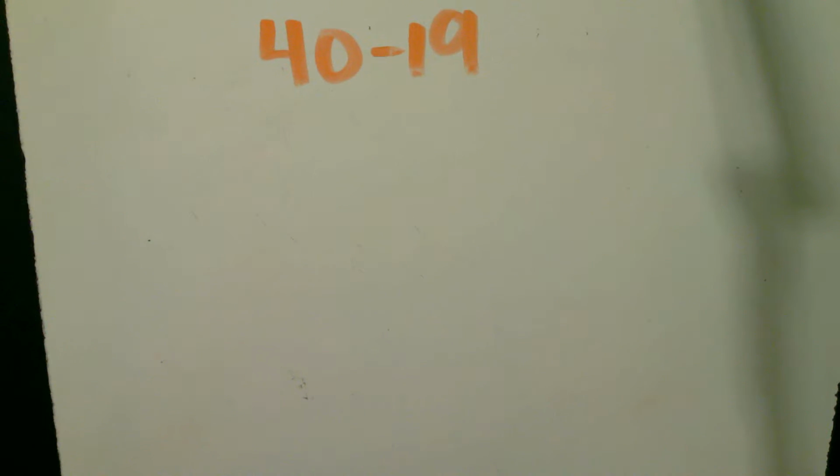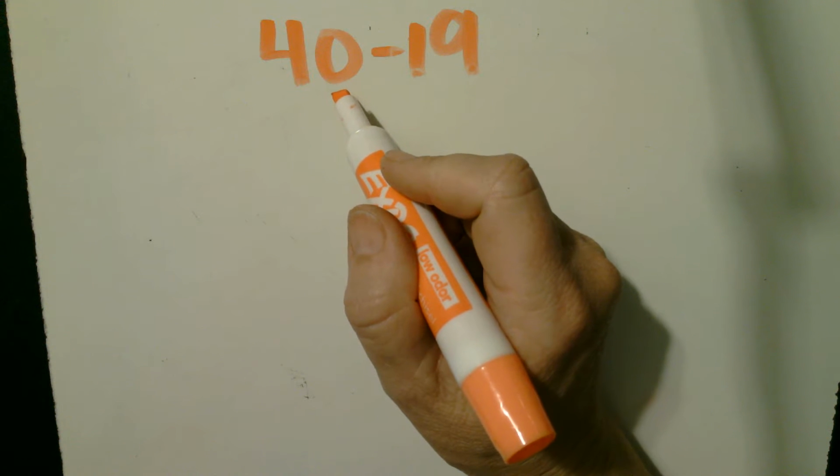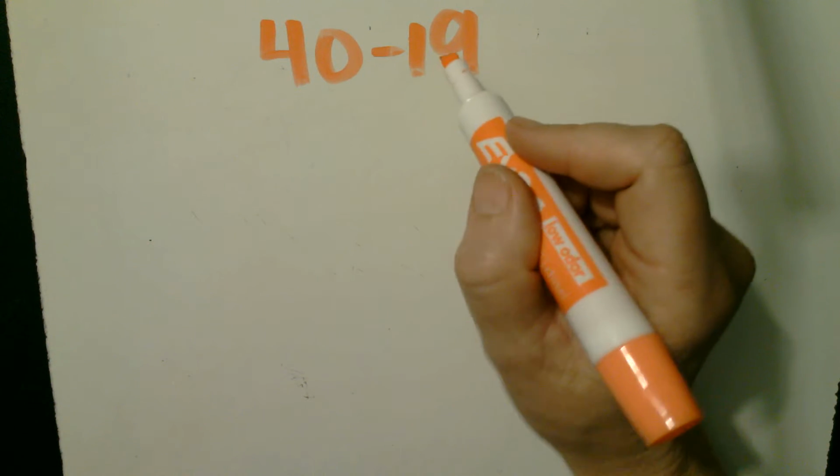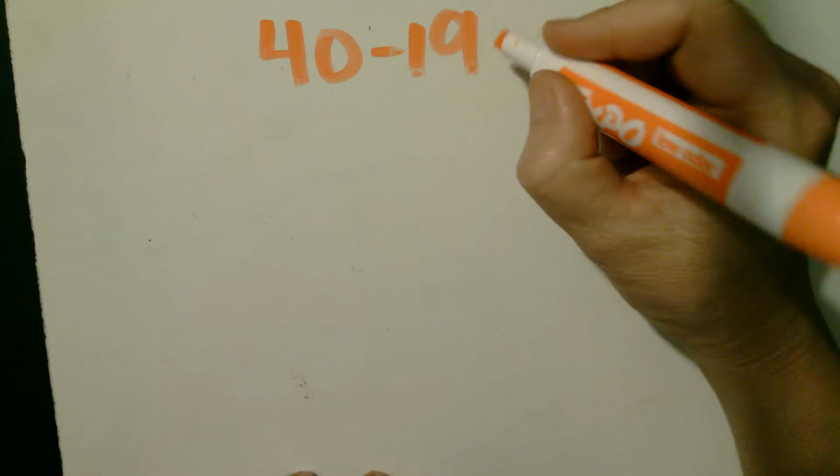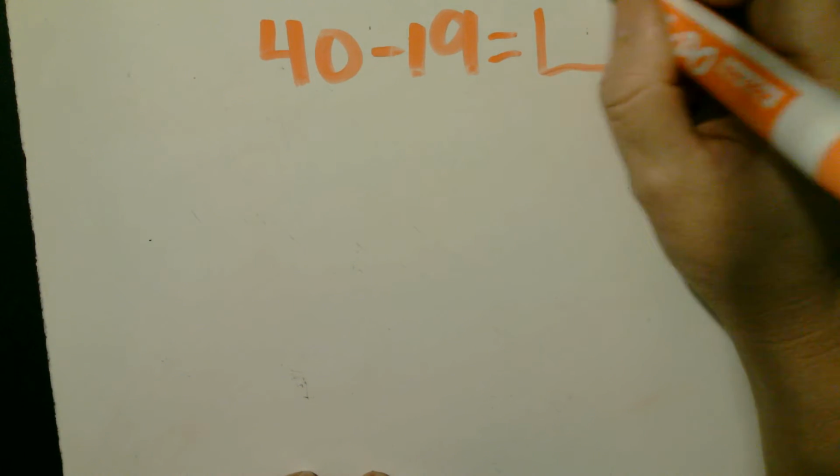All right, so here's the problem that will help you with your workbook tonight. So let's say the story problem said Mrs. Mahoney had 40 pennies in her piggy bank. She gave 19 to Mrs. Jones. How many pennies does Mrs. Mahoney have left? So I need to figure out how many pennies I have left.